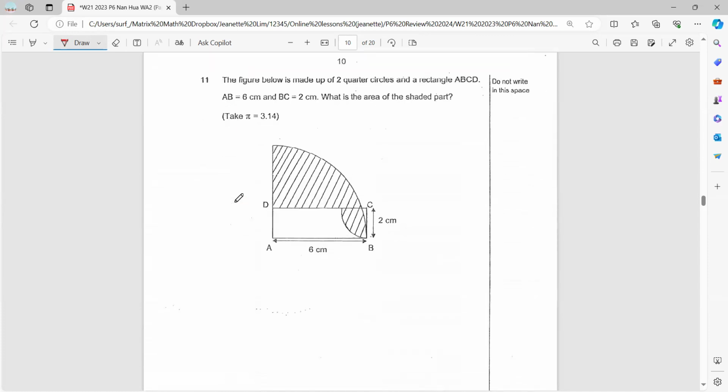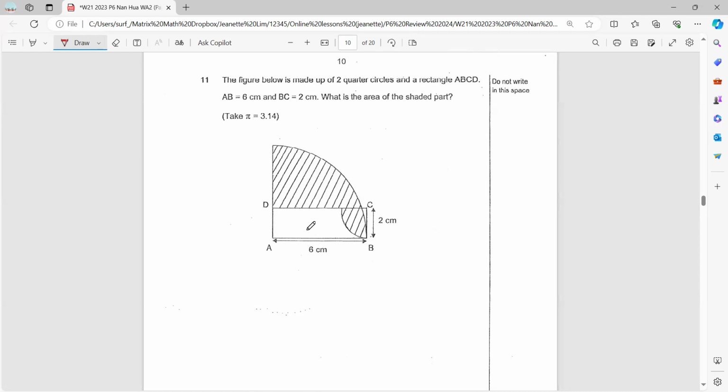Question 11. The figure below is made up of 2 quarter circles, a big one and a small one here, and a rectangle ABCD. You have 6 cm, 2 cm. What is the area of the shaded part? Okay, to find the shaded part, I will take the big quadrant minus off the unshaded part inside. So I'm ignoring this unshaded part outside. So big quadrant minus unshaded part inside.